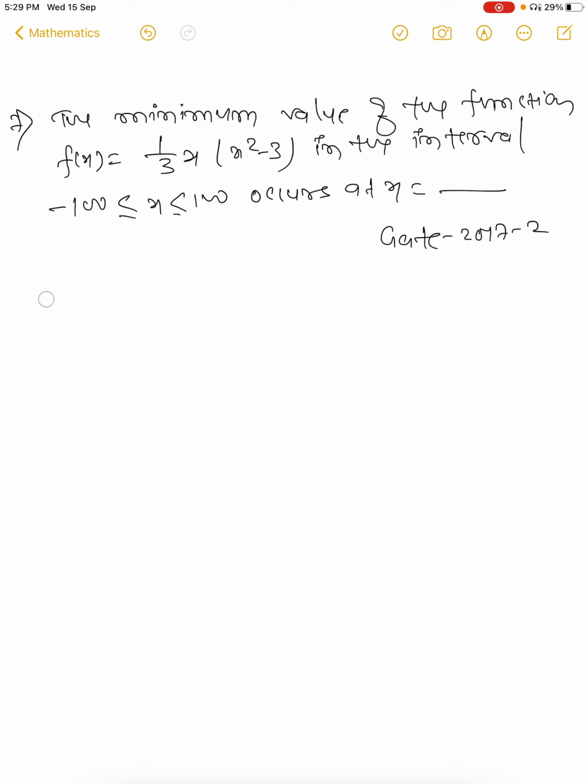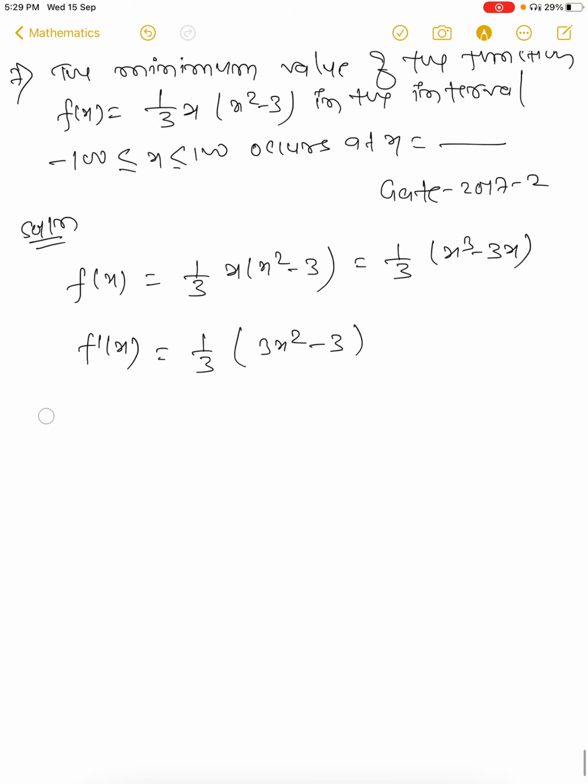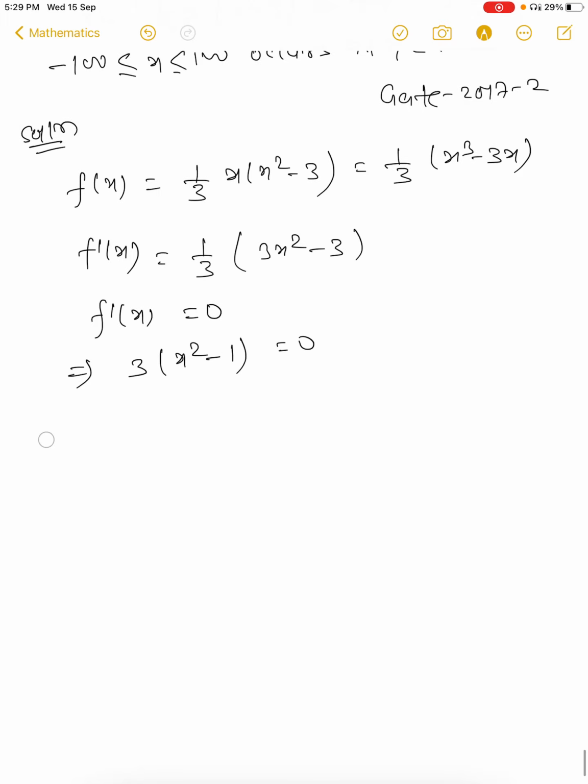to 100. So f(x) is given 1/3 x^3 minus 3x. Then f'(x) is equal to 1/3 times 3x^2 minus 3. Okay, so f'(x) is equal to 0. So take the common, then this will be x^2 minus 1 is equal to 0. So x is equal to plus minus 1.